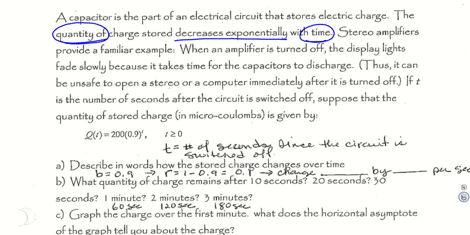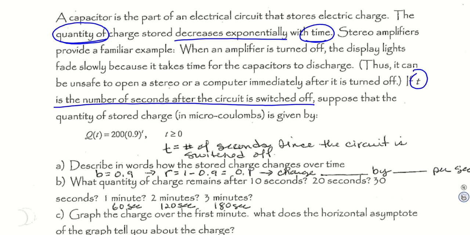You don't want to get shocked. All right, so here's an important variable definition. If t is the number of seconds after the circuit is switched off, then t equals 0 is the moment the machine is being turned off, right? If t is 1, that would be 1 second after it had been turned off.